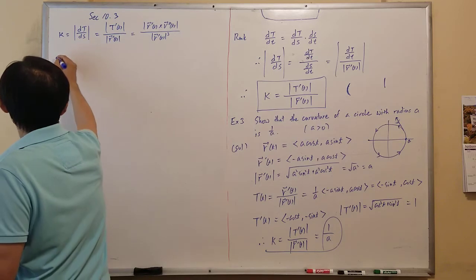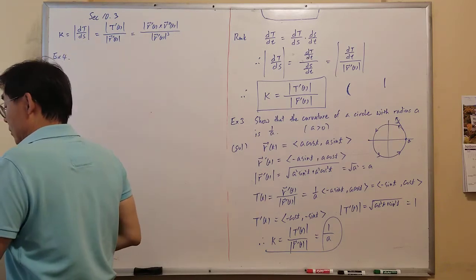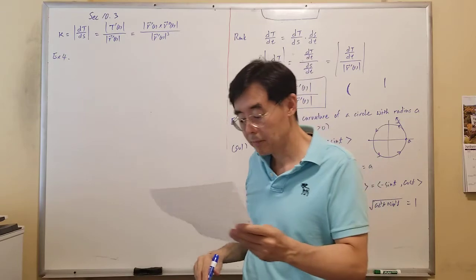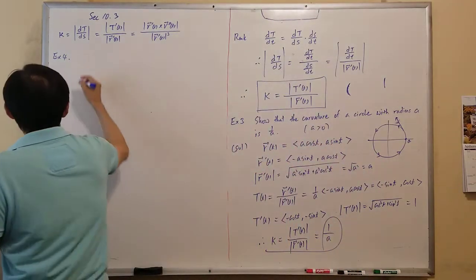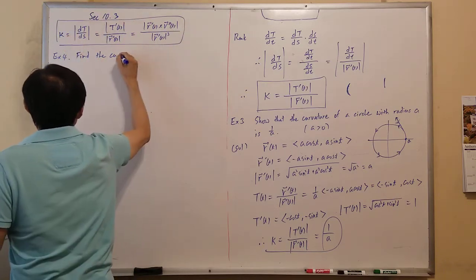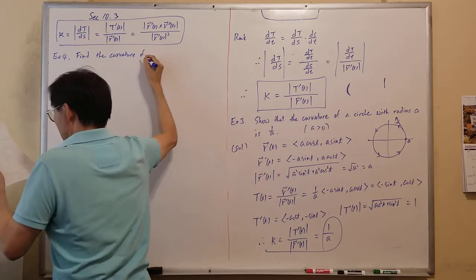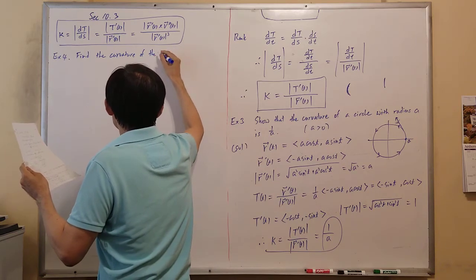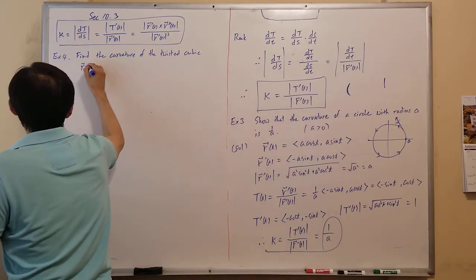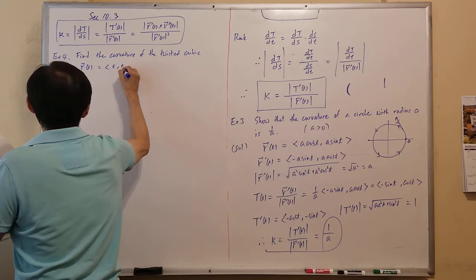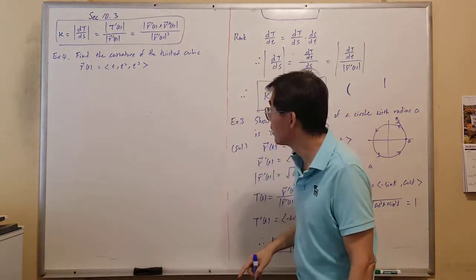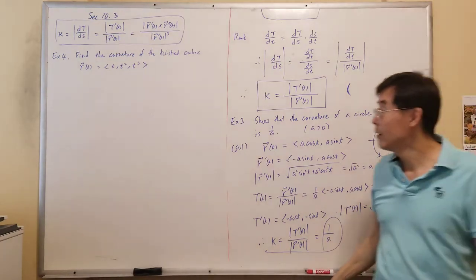Now, example 4. Find the curvature of the twisted cubic, which was given by r of t equals t, t squared, t cubed. Okay? So let's use this formula instead of going through the other process.